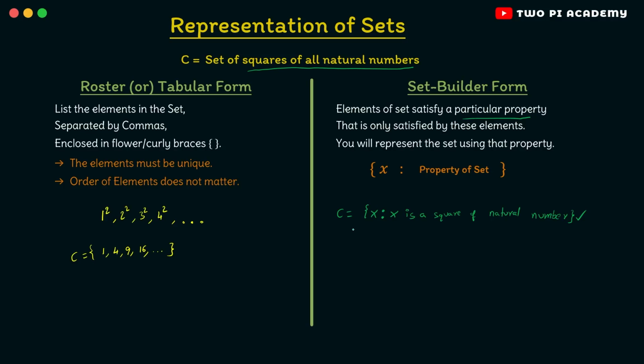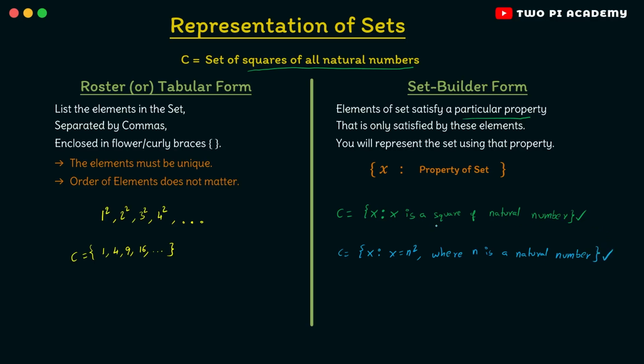But actually, you can represent this another way. Let's see what that is. Capital C is equal to the set of all x such that, here instead of saying x is a square of natural number, you can say x is equal to n squared, where n is a natural number. So both of these will represent the same set capital C.